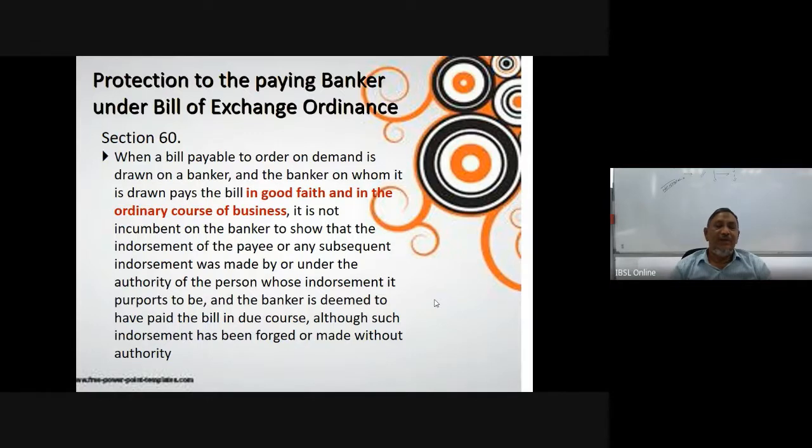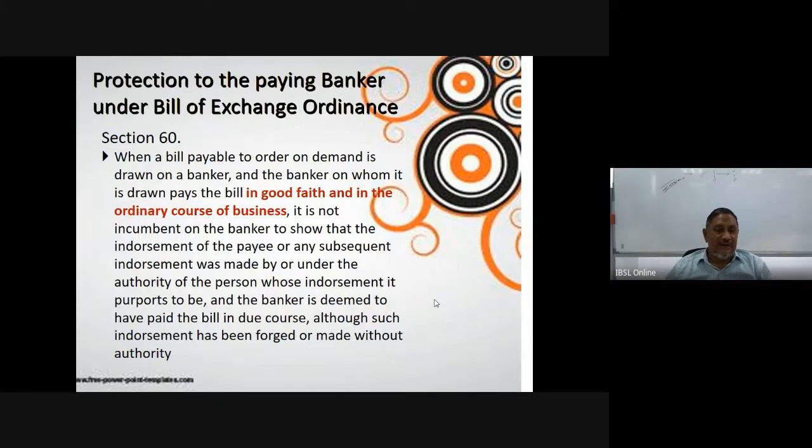Only two things: in good faith and in the ordinary course of business. Now here we are talking about the endorsement. When you're talking about endorsement, it should be an order check. The order checks only count with the endorsement. For bearer checks also, if the check is paid in good faith in the ordinary course of business, the bank is protected. What is this ordinary course of business?